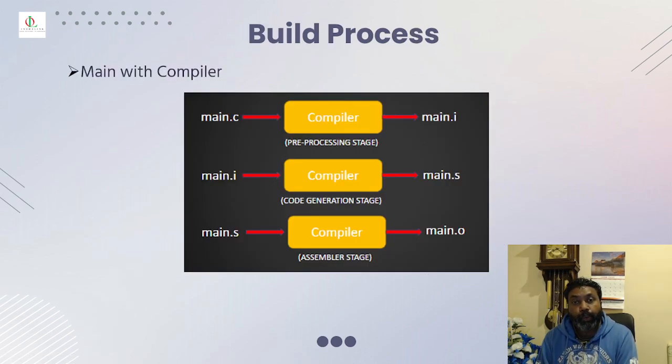Now let's see what the build process is with the main compiler. As you already learned from the IDE, after you write the code, you save the program, right-click on the project name, and hit build project. So this is what happens after you hit build project. This is what the compiler gives you.